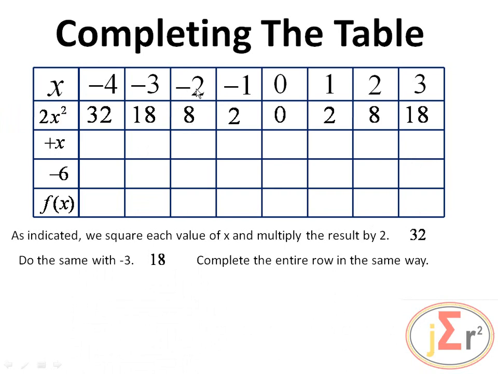Negative 2 squared is positive 4 times 2 is 8. So we do it right here. X squared, we square the value of x, then multiply the result by 2. Square this, positive 1 times 2, 2. Square this, 9. Multiplied by 2, 18. So that's how we get all of our answers. So we do that right across.